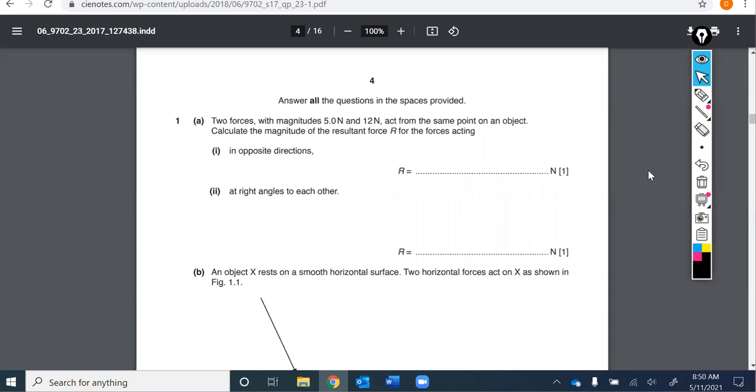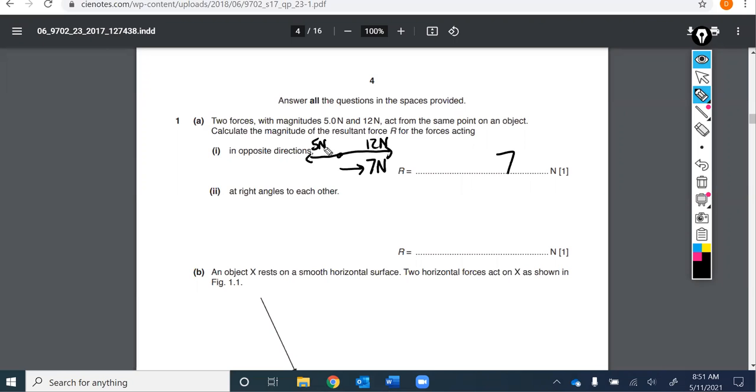This question reads: two forces with magnitudes 5 newtons and 12 newtons act from the same point on an object. Calculate the magnitude of the resultant force R for the forces acting in opposite directions and at right angles to each other. So in opposite directions, you could say there's a tug of war with 12 newtons acting this way and 5 newtons acting that way. And therefore there will be 7 net newtons acting this way.